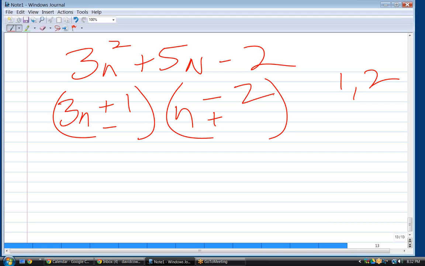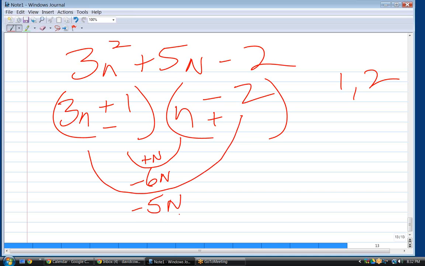1 and 2 there. Does that work? It does. Hold on. No, it doesn't. Multiply the insides gives you plus n. Multiply the outsides gives you minus 6n, which gives you a total of minus 5n. So it doesn't work, but it's got the right number, just the wrong sign.